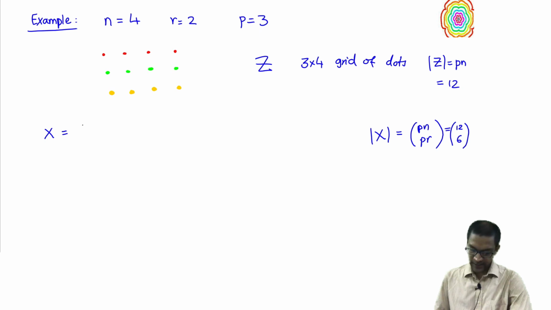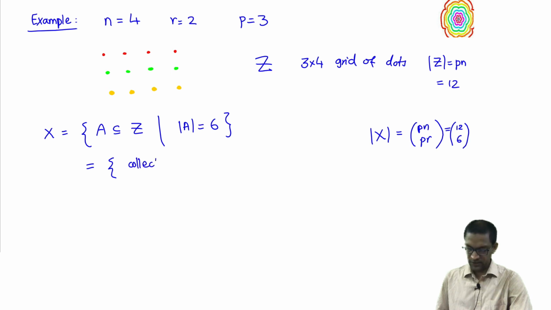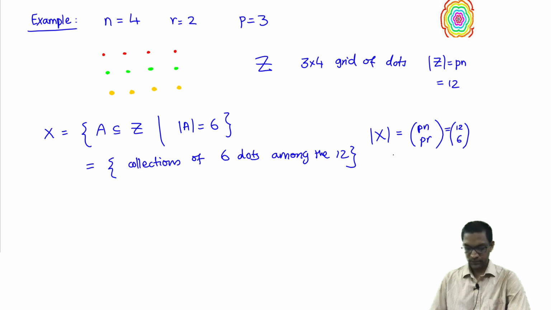Okay, so what should my set X look like? This is just going to be the collection, the set of all A, subset of Z. So subsets of the dots, some collections of dots, so that the cardinality of A is 6. In other words, this is the set of all collections of 6 dots out of these 12 dots. Okay, so set of all such collections, and observe the cardinality is exactly 12 choose 6, because that's the definition of the binomial coefficient.